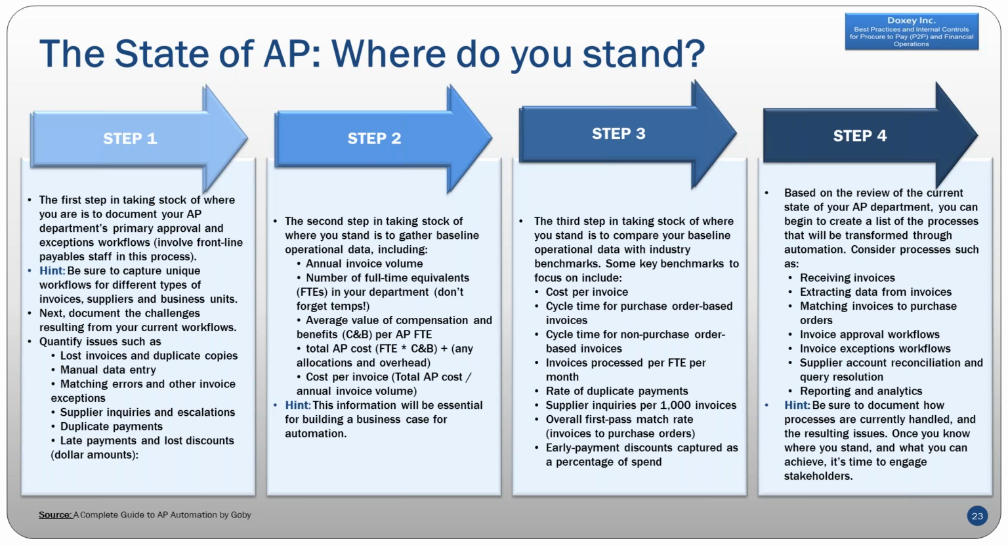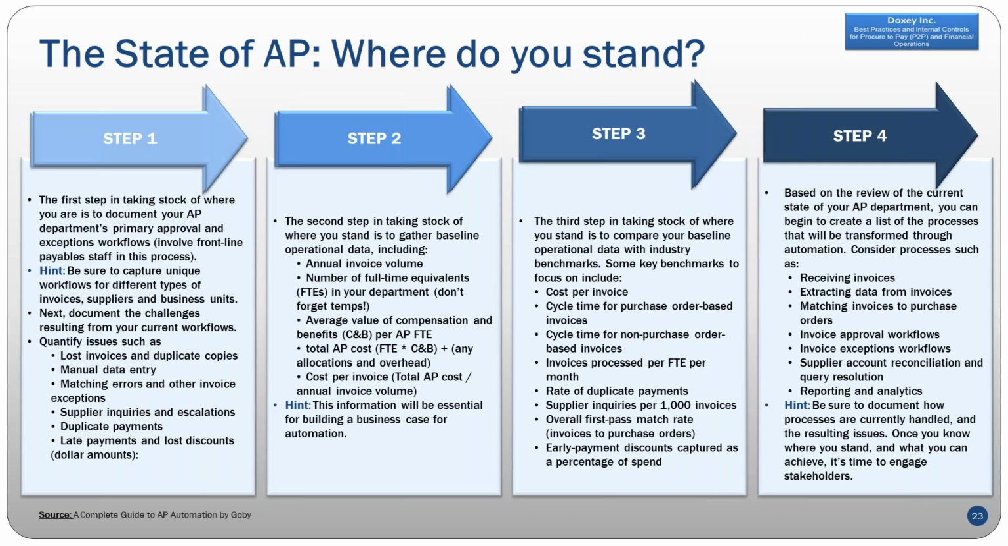And understanding where some of your problems are will really help you figure out where and when you should automate. The second step is taking stock of where you stand to gather baseline informational and operational data, including your invoice volume. Maybe if you're a small company with less than 300 invoices a year, it may not be sensible or cost-effective to automate anything that has low volume.